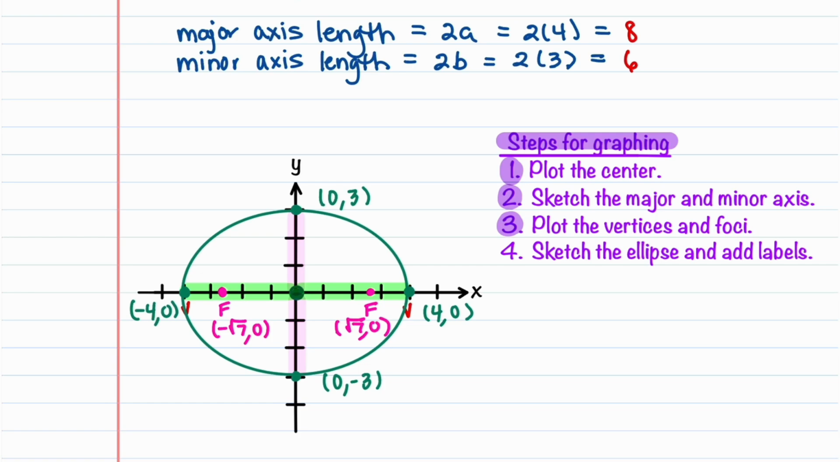Let's now look at another example. And with this one, our ellipse is going to be oriented vertically.